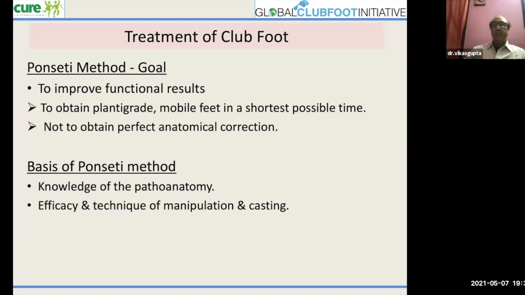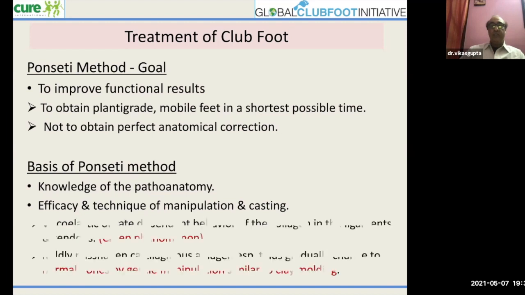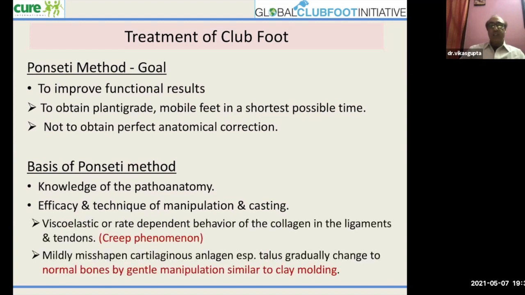To understand the Ponseti method, you should have a knowledge of the pathoanatomy, which I have just covered, as well as the efficacy and technique of manipulation and casting, which is dependent on two principles, called creep phenomena. Now, what is creep phenomena?